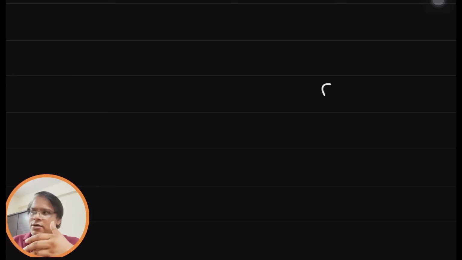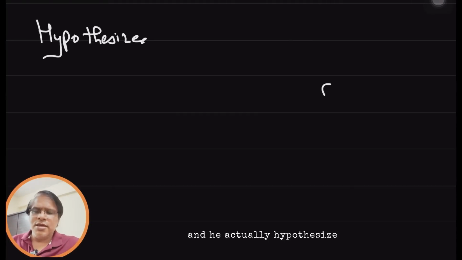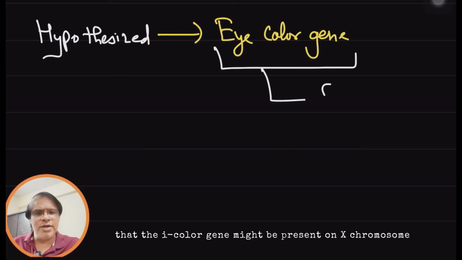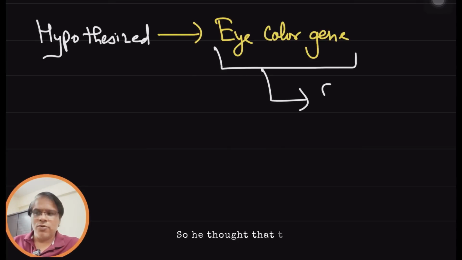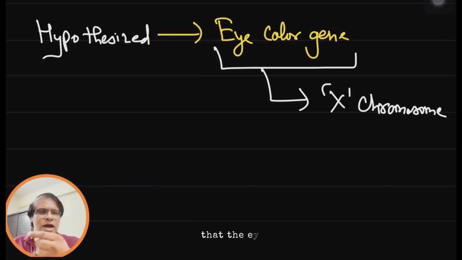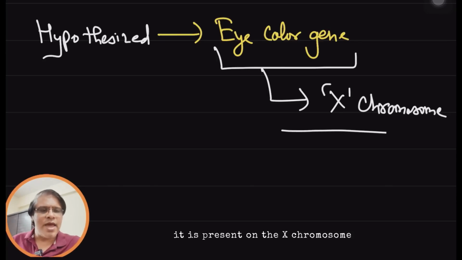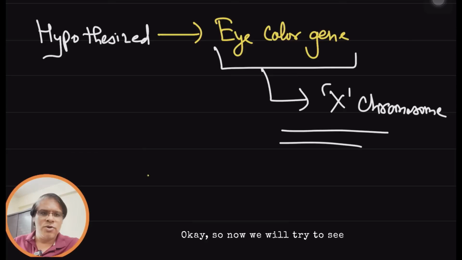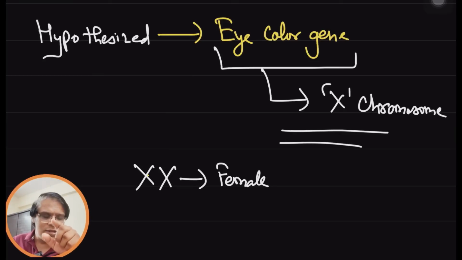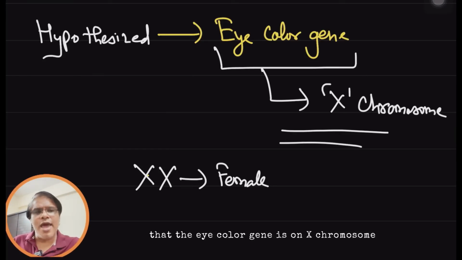So T.H. Morgan was thinking about how these crosses could be explained, and he hypothesized that the eye color gene might be present on the X chromosome. He thought that these observations can be explained if we assume that the eye color gene is present on the X chromosome. Now we will see how we can solve these crosses by taking the assumption that the eye color gene is on the X chromosome.